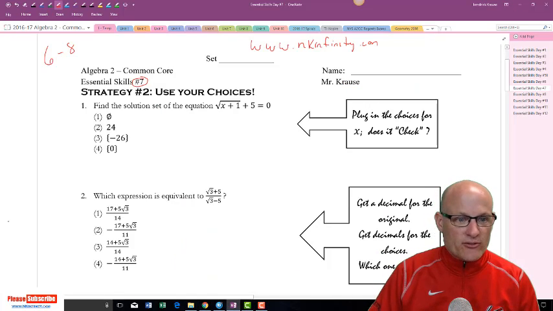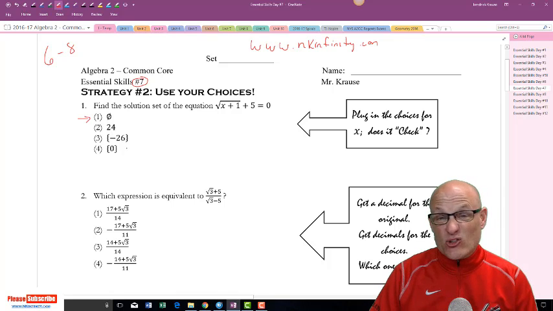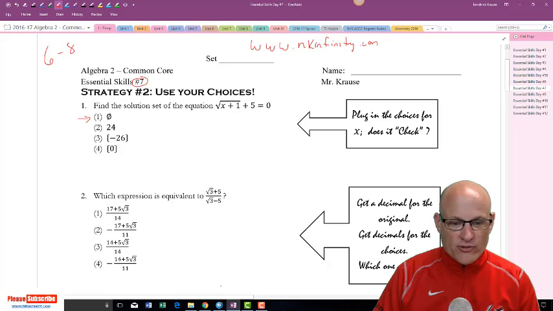So here's how we're going to do these. We're going to start with the answers. Now this is not 0. That means empty set. That means there's no solution. So we're going to start with the answers.